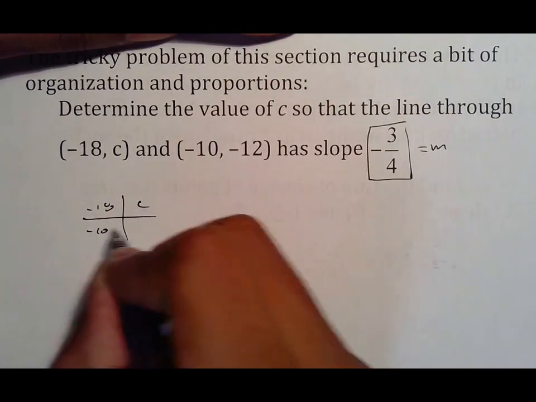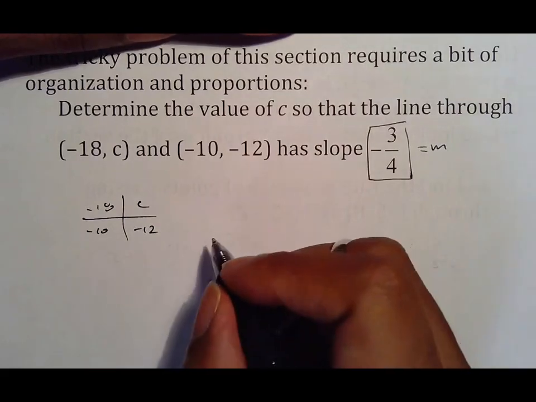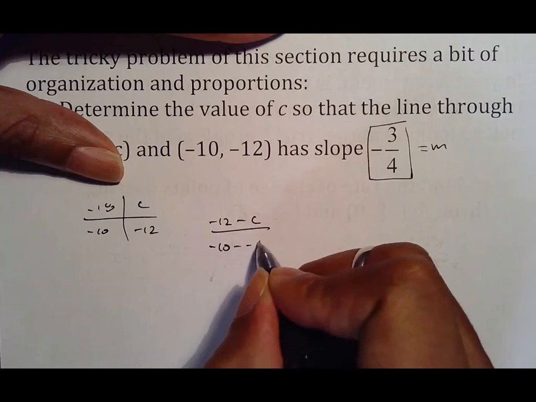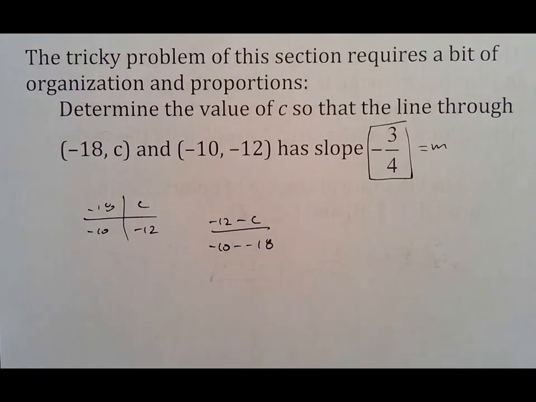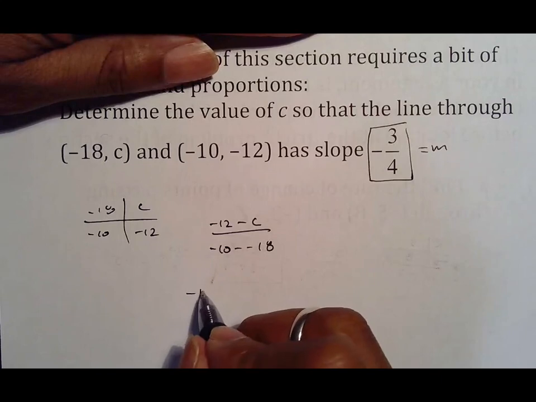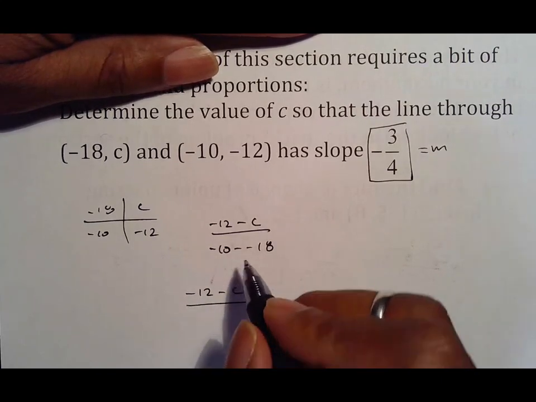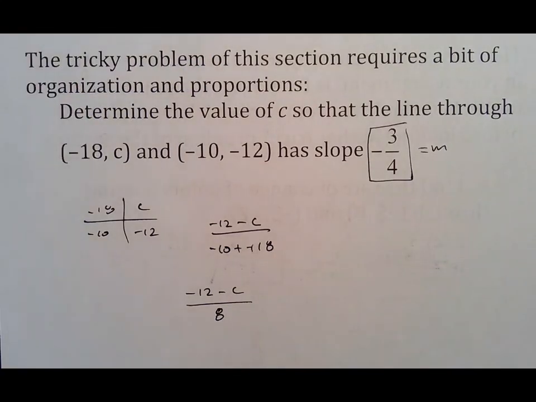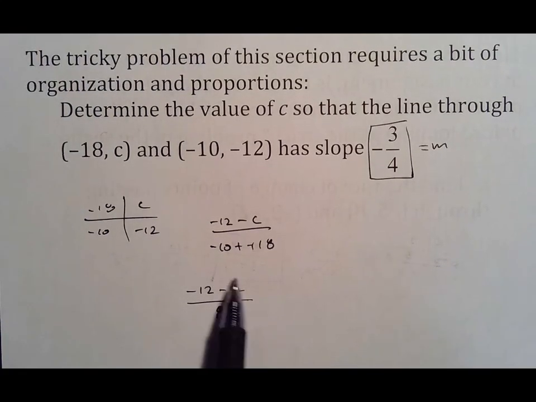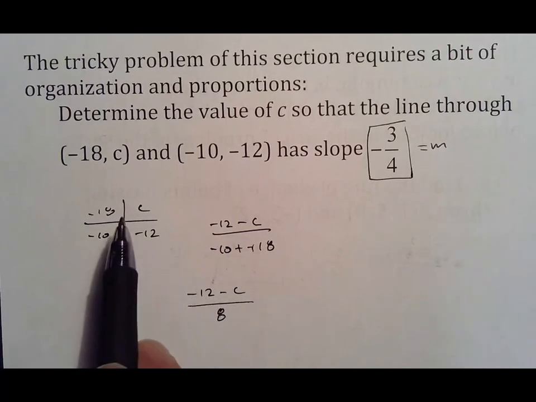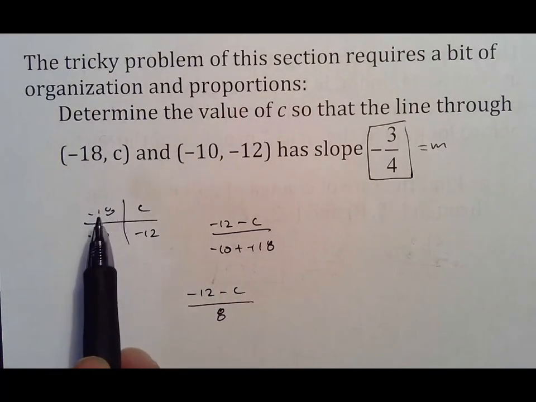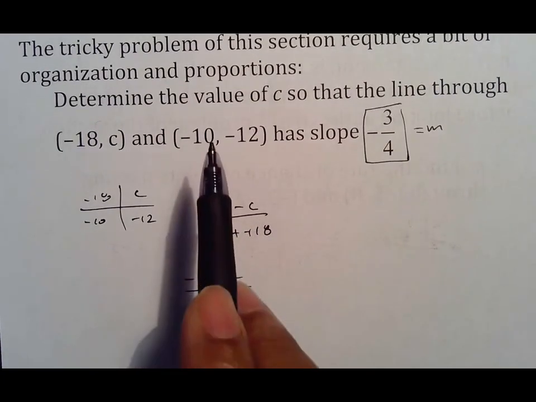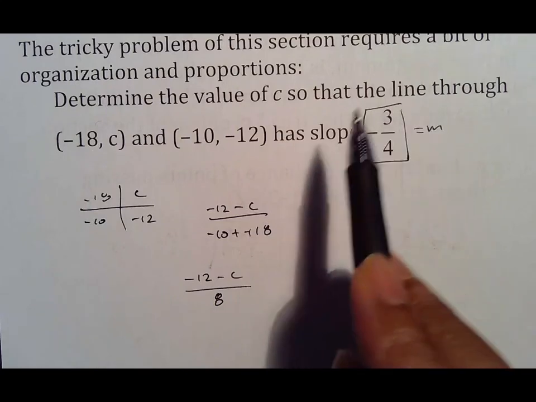Negative 18, c, negative 10, negative 12, which means that my fraction would be negative 12 minus c over negative 10 minus negative 18. Simplifying this, I get negative 12 minus c over, what, 8? That is the algebraic form as simplified as possible for the slope of these 2 points. Again, taking these 2 points, I plugged them into the slope formula. I simplified as far as I could. This represents the slope of these 2 points. Well, the slope of these 2 points is also 3/4.